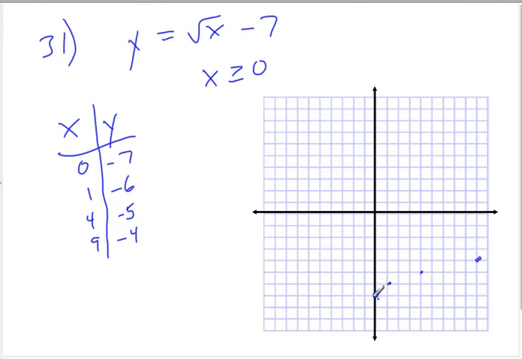And that looks, again, like a reasonable square root graph. It looks like the parent function is just slid down 7 units, which is what that does. Sounds good to me. Number 32. Y equals square root of x minus 4. So again, this is the parent function shifted 4 units to the right.